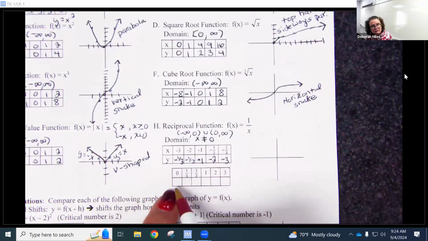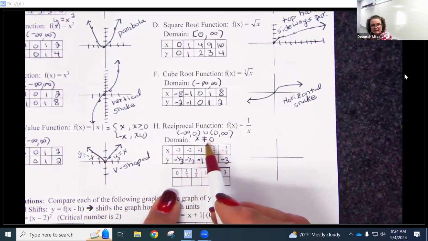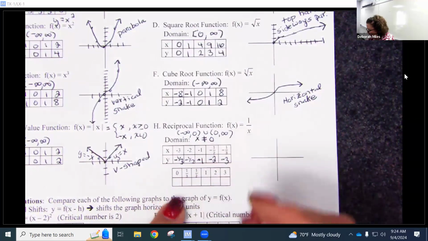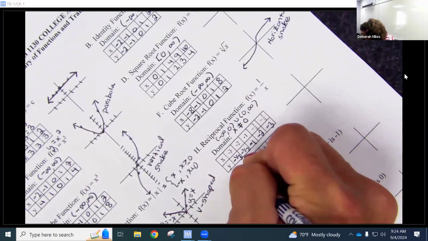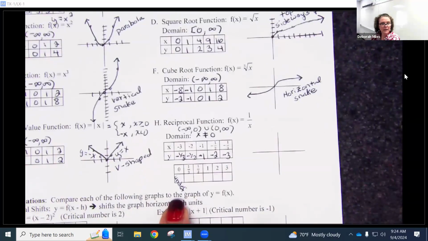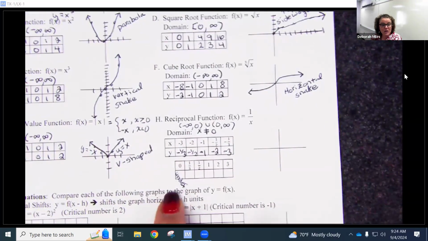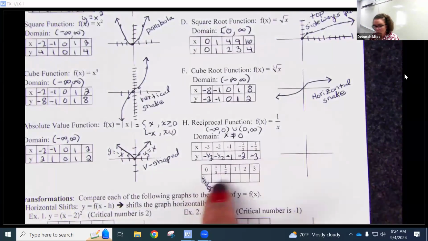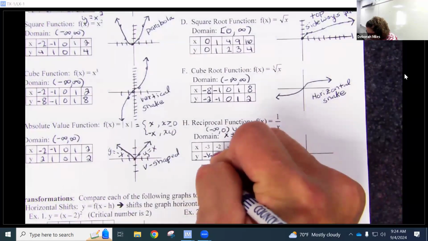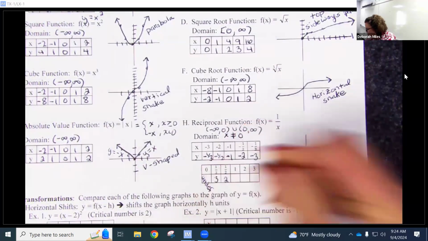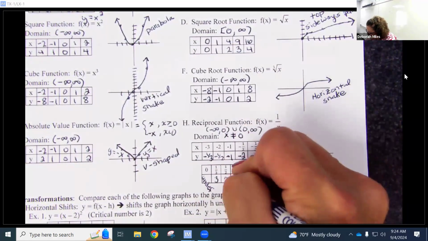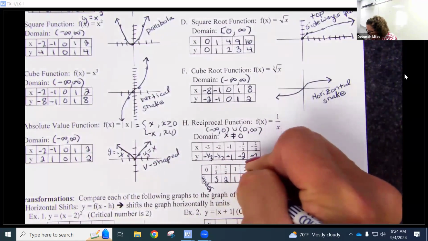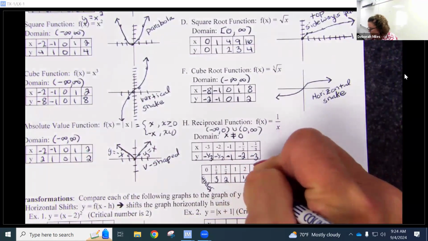And I put 0 on my XY chart, but we've already made a note that we can't put a 0 into the reciprocal function. I'm just going to try to squeeze in at least part of the word undefined. That function's undefined when x is 0. The reciprocal of 1/3 is 3. The reciprocal of a 1/2 is 2. The reciprocal of 1 is 1. The reciprocal of 2 is a 1/2. And the reciprocal of 3 is 1/3.